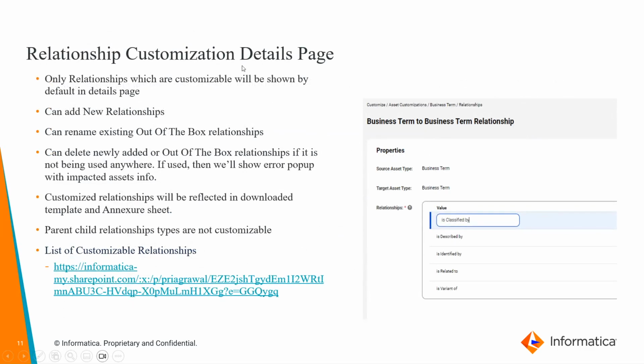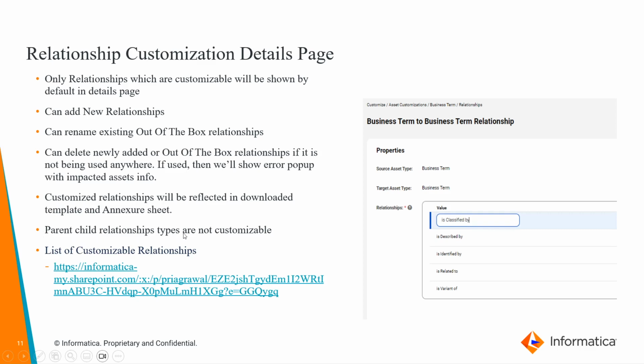Then in the relationship customization page, only relationships which are customizable will be shown, with the default ones shown by default in the details page. We can add the type of relationship we want to add. We can rename the existing out of the box relationship. We can delete the newly added relationship if it is not being used anywhere. If it is used, then we will get an appropriate error message about the impacted assets. Then the customized relationship will be reflected in the download template as well. We can take a look at this template.